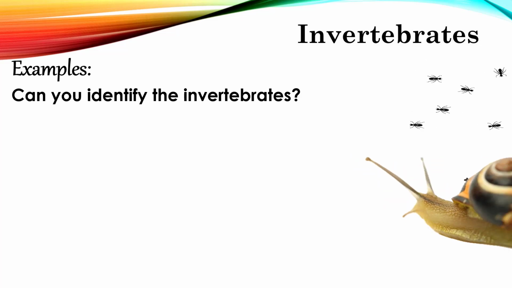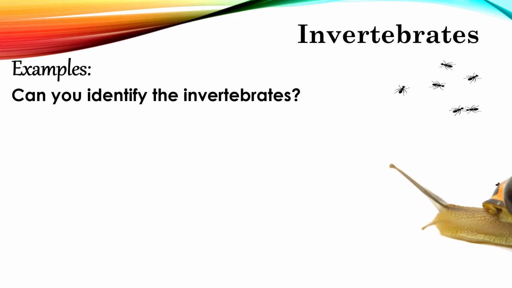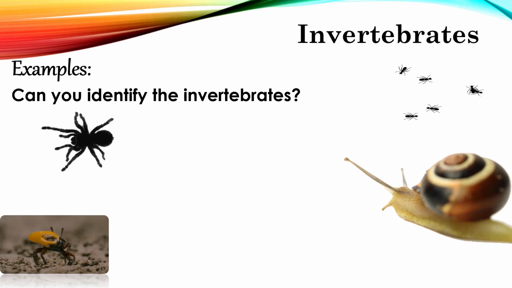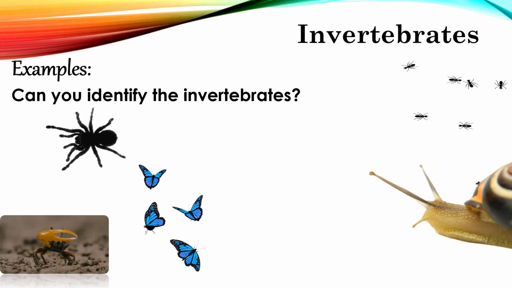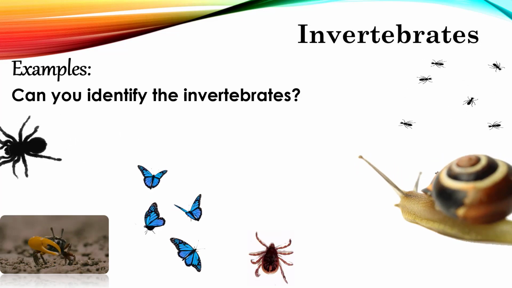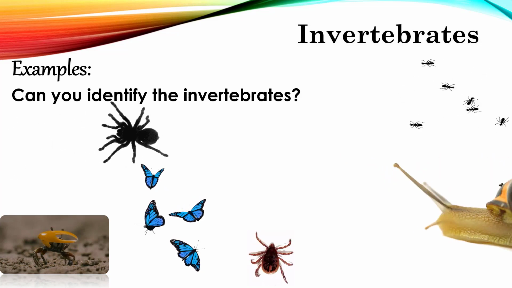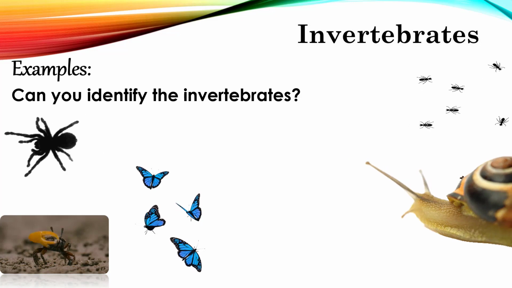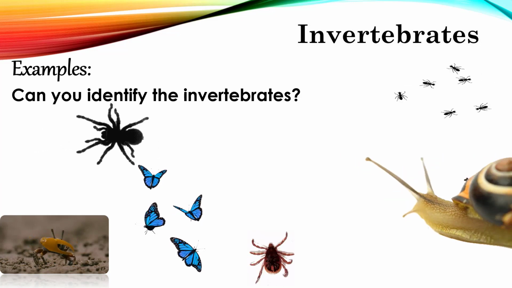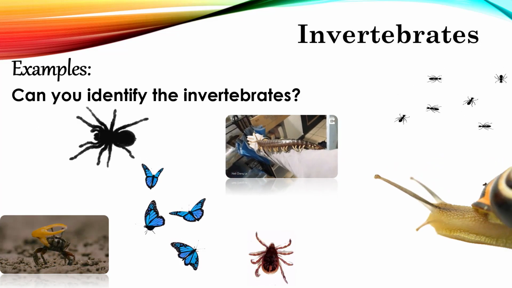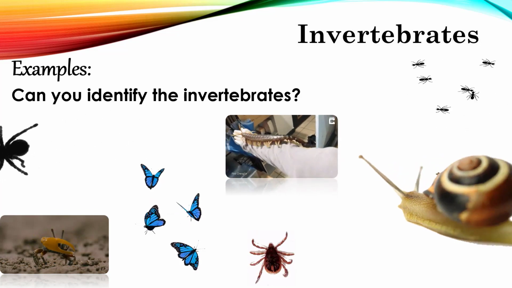Those are ants, snail, spider, a crab, butterflies. Can you say what that is? That is a tick. It can be found on dogs. And this is a centipede. All of these animals that you see are invertebrates.